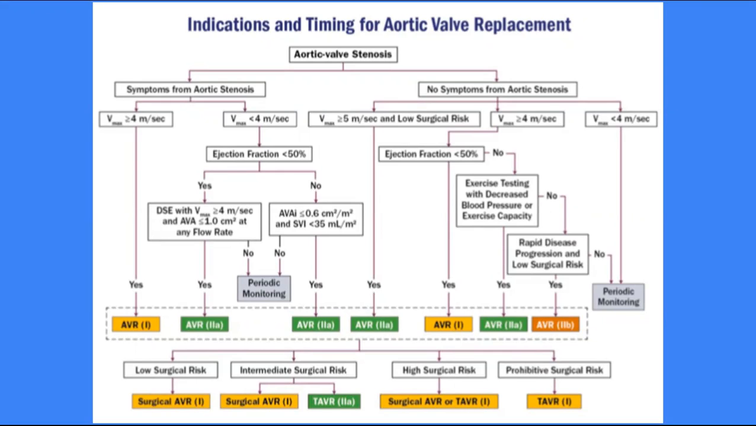So the first surgical aortic valve replacement was done in the 1960s, but they were more successful for those that are fairly young with less comorbidities.